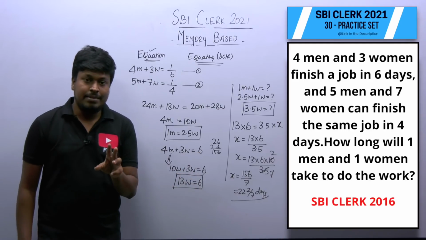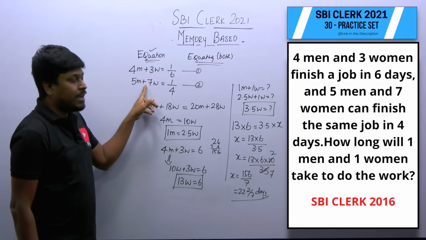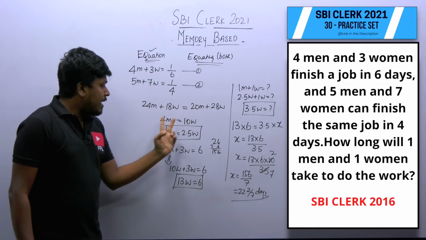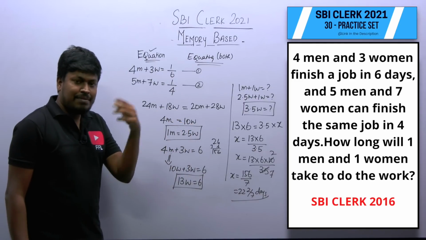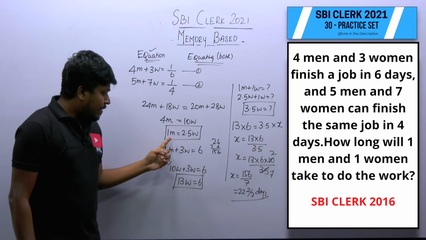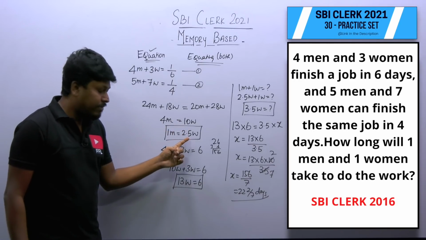So what I did is, first I multiplied the 6 with the first equation, 4 with the second equation. Then I equated both. And I found men and women separately. I just cancelled men and women separately and I equated it. So 1 man is equal to 2.5 women.